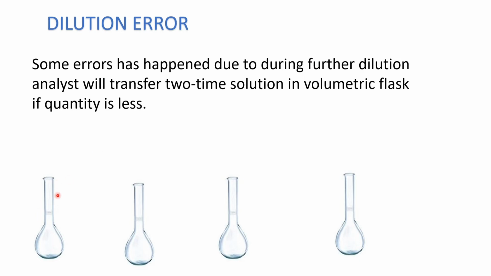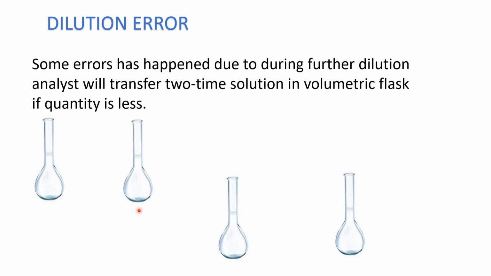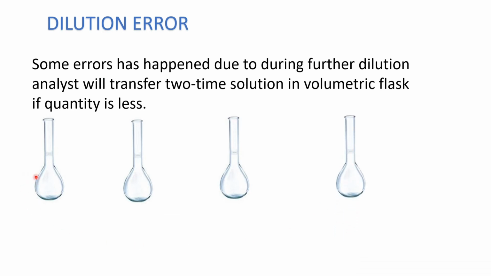How to avoid this? For example, here there is one flask, and he has transferred 1 ml. When he transfers 1 ml, he has to change its place. Now when he changes the place, it means the transfer is already done here. Now this is the second one, he has transferred 1 ml solution here, and now he changes the place. This is the third, and this is the fourth. In this way, all the flasks are shifted from one place to another. It shows all the flasks have been transferred 1 ml, and in this way you can avoid the dilution error of transferring twice or missing the transfer of the solution for further dilution.